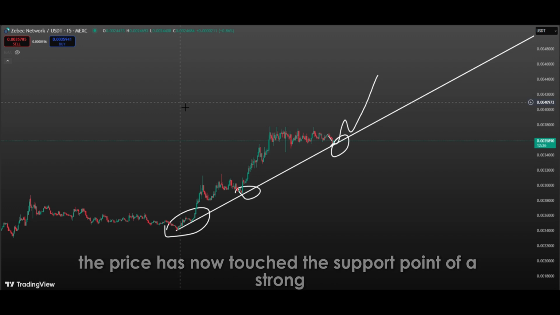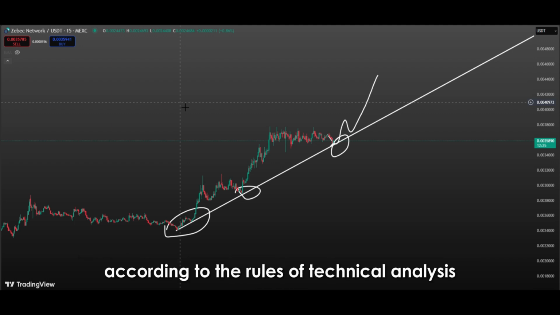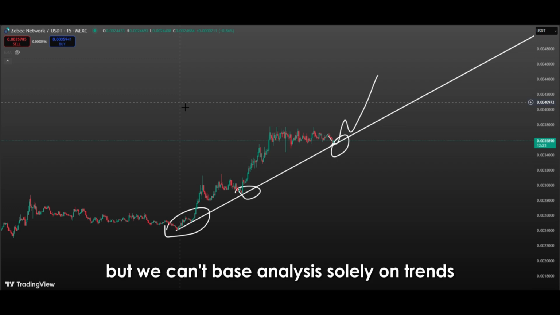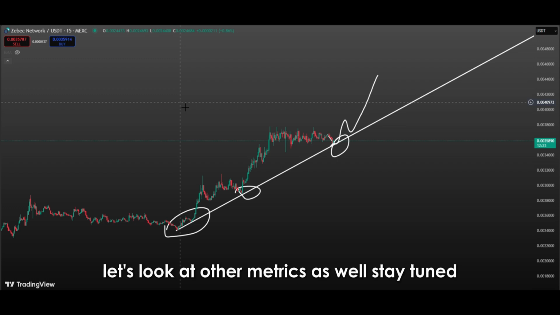In summary, the price has now touched the support point of a strong upward trend. According to the rules of technical analysis, a bounce from this level is expected. But we can't base analysis solely on trends. Let's look at other metrics as well.